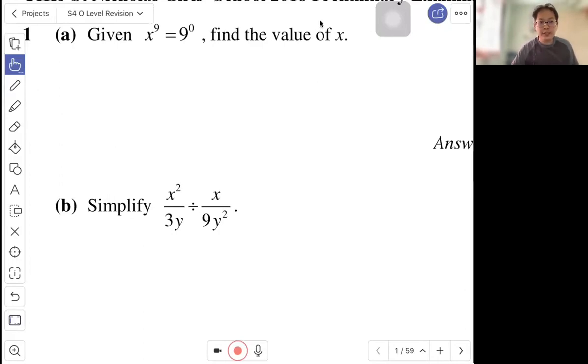So question 1A. Given x to the power of 9 equals 9 to the power of 0, find the value of x. To do this question, you should know that any number to the power of 0 equals 1. So x to the power of 9 equals 1. So your x will be 1, because 1 to the power of 9 equals 1.